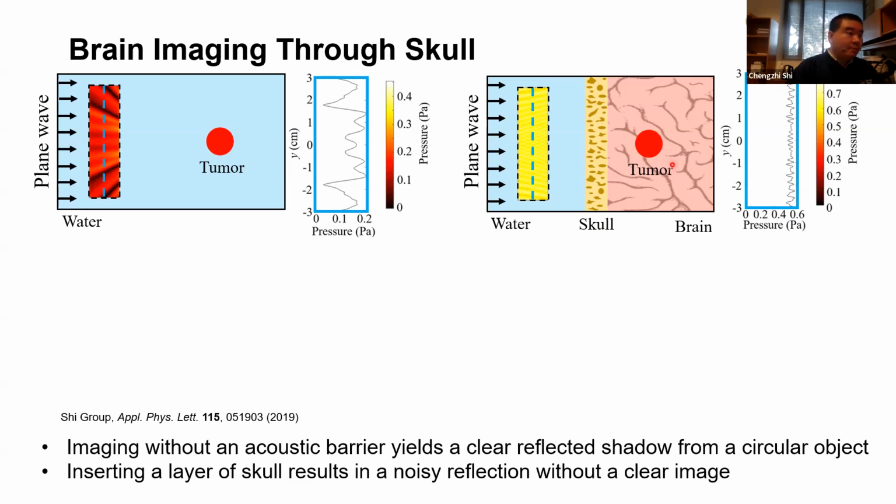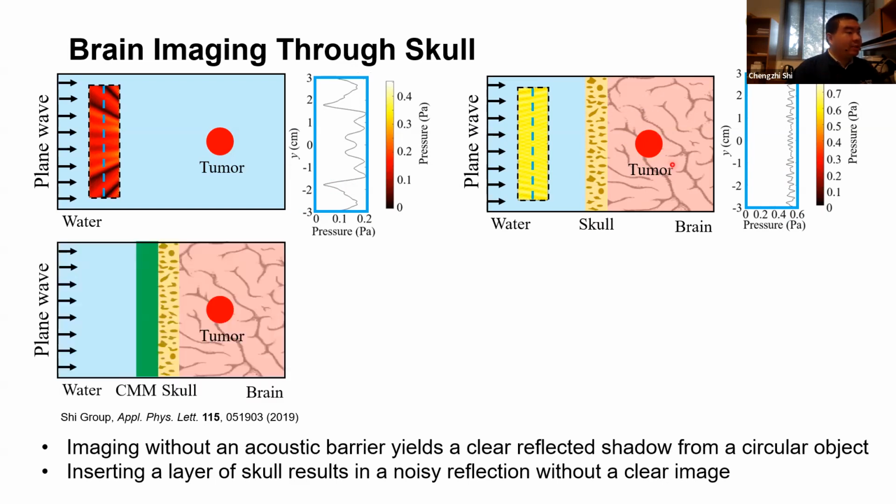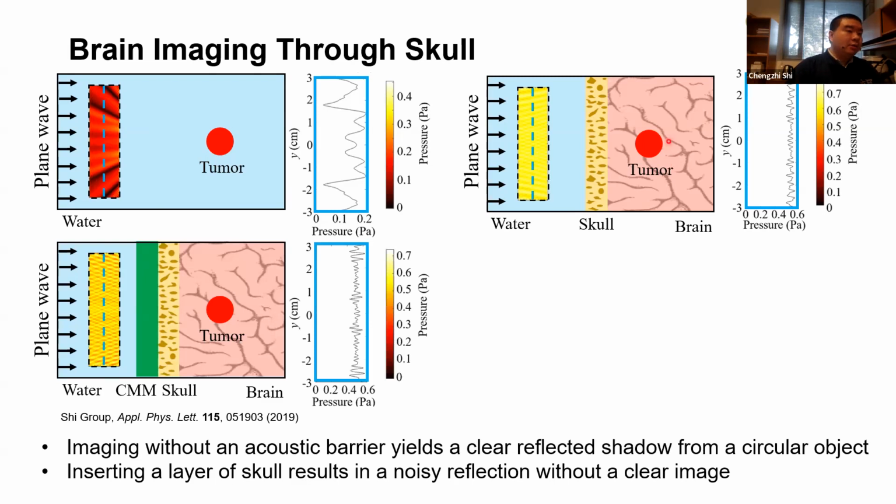Okay, how about we use the complementary metamaterial that was designed by a previous group? Let's look at the same thing. You can start to see some slight variation that may give you some information, but that information is so low, and the signal to noise ratio is so low, that it's hardly possible for you to reconstruct the image of the brain tumor through your B-mode ultrasound.